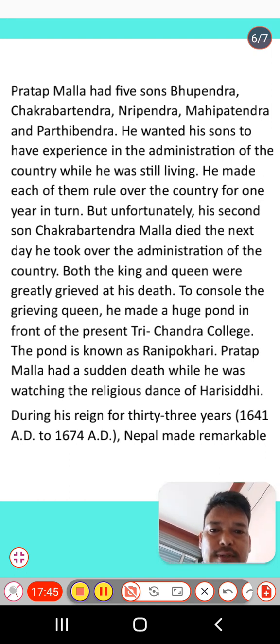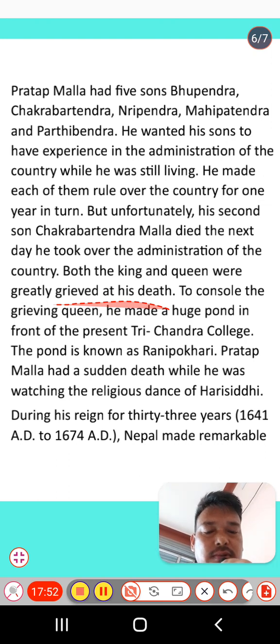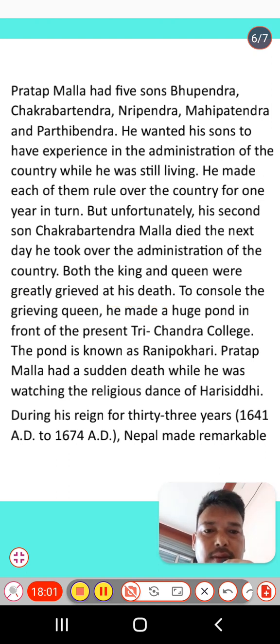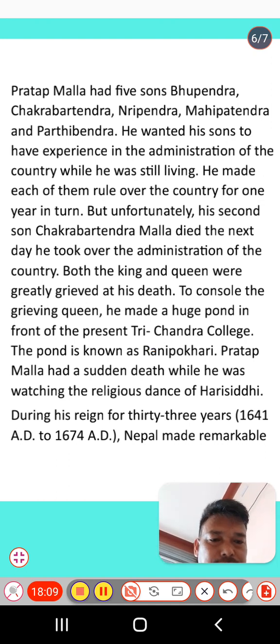Both the king and queen were greatly grieved at his death. Obviously, it was a sad moment for the parents, king as well as the queen. They were very sad about the death of their second son. To console the grieving queen, he made a huge mound in front of the present Rai Chandra College.